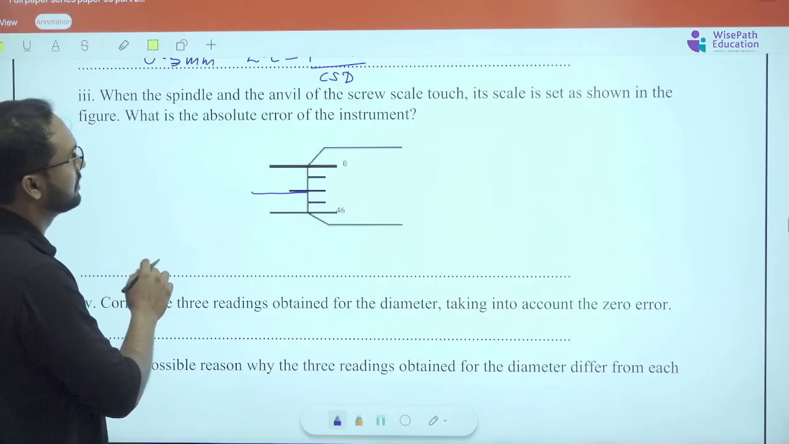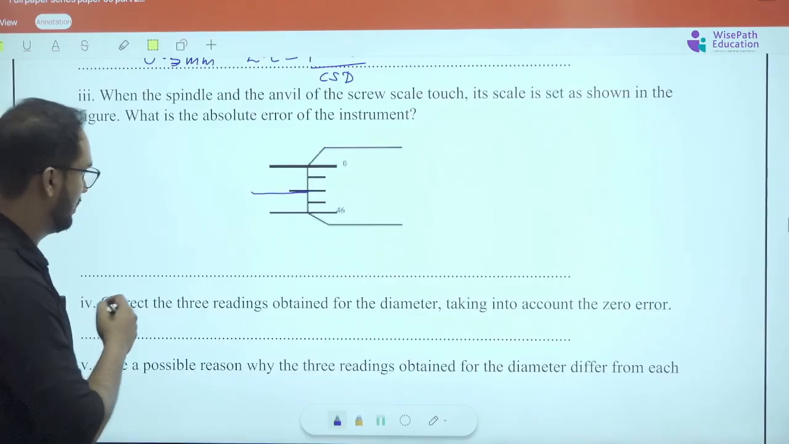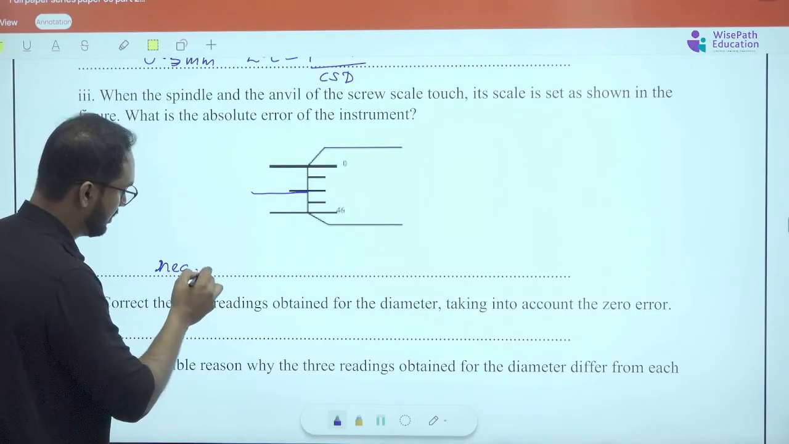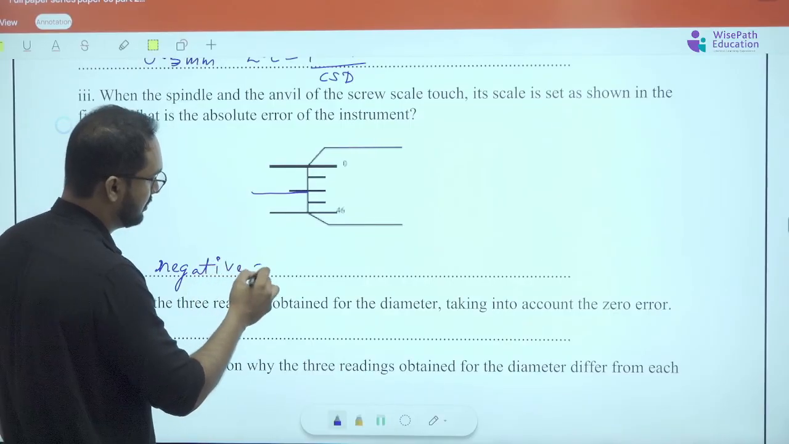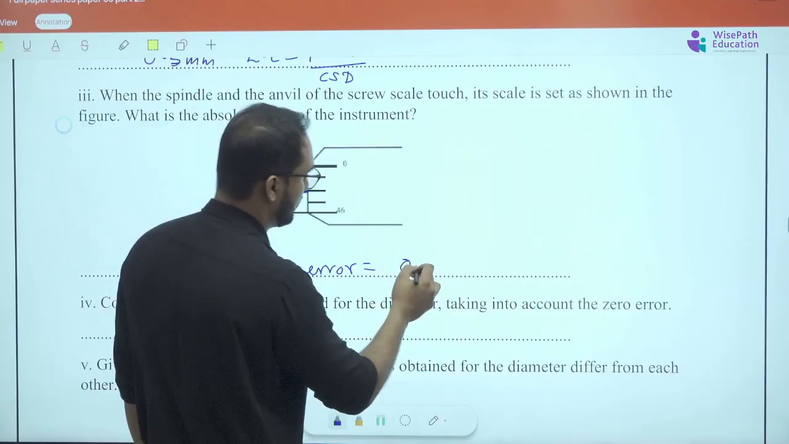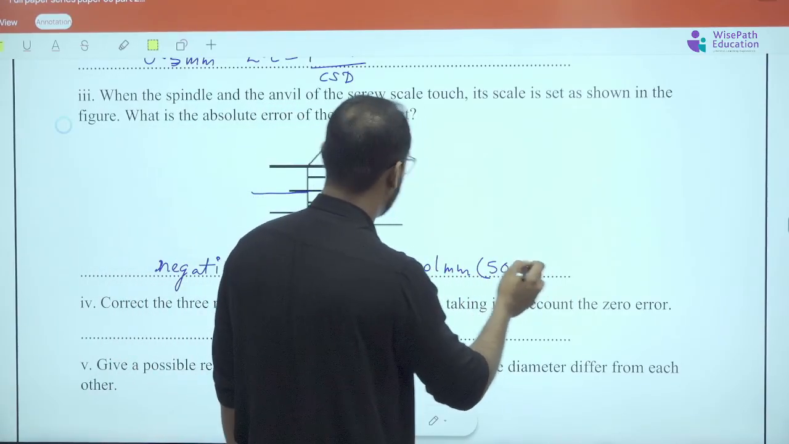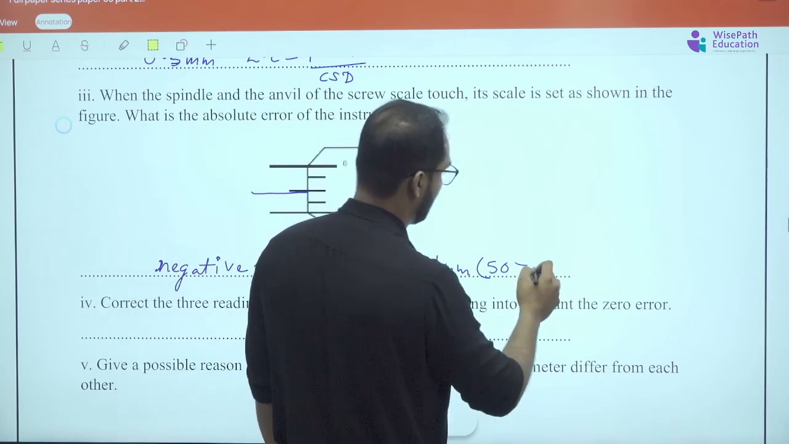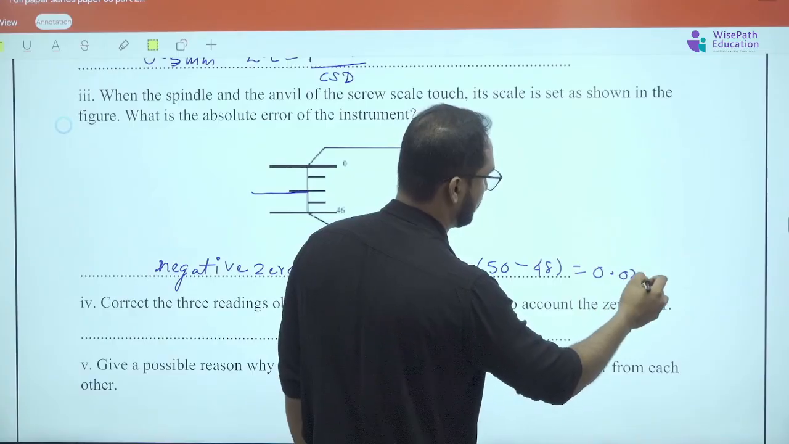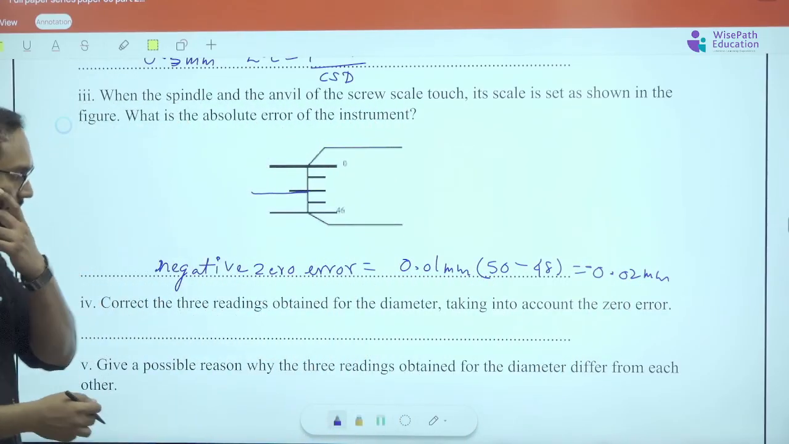They are asking what is the absolute error of this instrument. You have to calculate it. You write negative zero error equals 0.01 millimeter into 50 minus 48. So it's 0.02 millimeters of error, minus, right? Minus 0.02 millimeter of error.